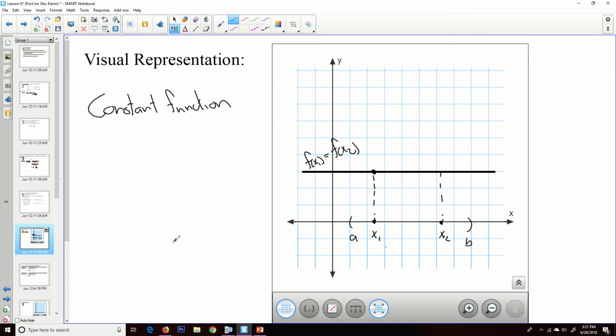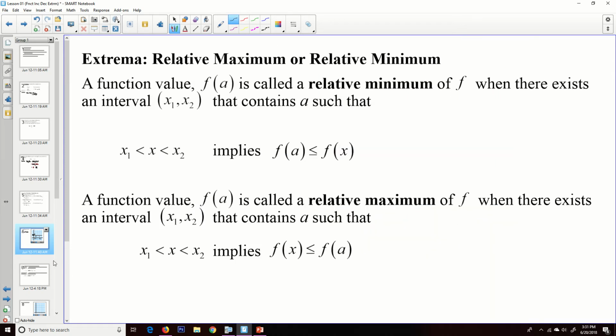All right. Okay, let's talk about the next term. Extrema, relative extrema. A function value f of a is called a relative minimum of the function f when there exists an interval x1 to x2, and the last one it was a to b, but this is directly from the book, so I'm copying there, that contains some x value a such that for any x that you pick between those two, f of a is always going to be lower than f of x.